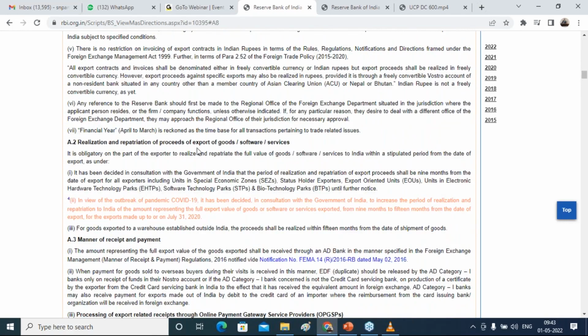Here the first is realization. They are telling that within 9 months we have to get the realization. Here you see, within 9 months, the period of realization and repatriation of export proceeds shall be 9 months from the date of export for all exporters, including units in SEZ, status holders, EOU, units in electronic hardware technology park, software technology park, or biotechnology park. For all these, it is 9 months. Then the manner of receipt is also mentioned in this notification.